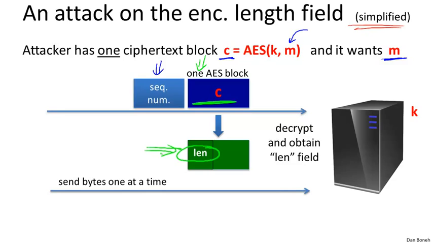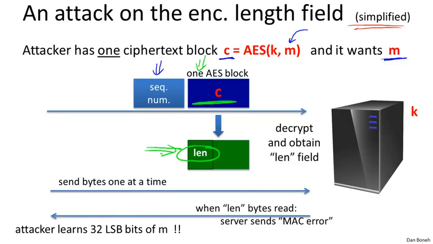Eventually the server will read as many bytes as the length field specifies, at which point it will check that the MAC is valid. And of course the attacker was just feeding the server junk bytes, and as a result the MAC is not going to verify and the server will send a MAC error. But you realize that what happened here, the attacker was counting how many bytes it sent to the server, and so it knows exactly how many bytes were sent at the time that it receives the MAC error from the server. So that tells it that the decryption of the first 32 bits of its ciphertext C are exactly equal to the number of bytes that were sent before it saw the MAC error.